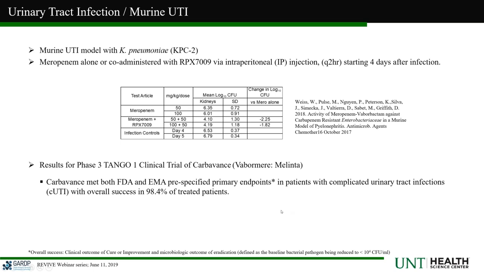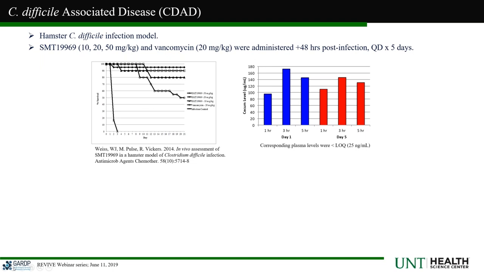And then we can also bring that over to the hamster model, the hamster C. diff model. This is Summit's SMT compound. It was dosed anywhere from 10 to 50 mg per kg. Vancomycin was the control. See, the vancomycin here will protect while on treatment. It's 5 days, once a day oral treatment, but then has relapse of close to 50%. Whereas the SMT compound protected, and we're able to show in the same animal model cecal levels well in excess of the MIC for the SMT compound against the strain in question that we used. Very little absorption, plasma levels were very low.